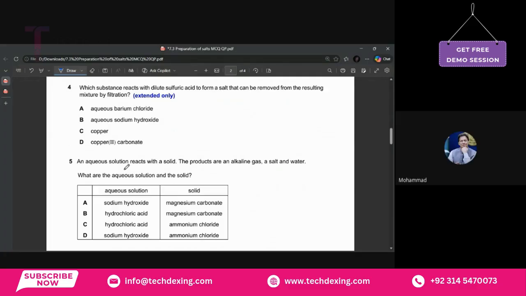Aqueous barium chloride. What are we actually looking for? Insoluble. Yes, very good, excellent. We are looking for an insoluble salt. So which of these will give us an insoluble salt? Aqueous barium chloride, option A. Very good.